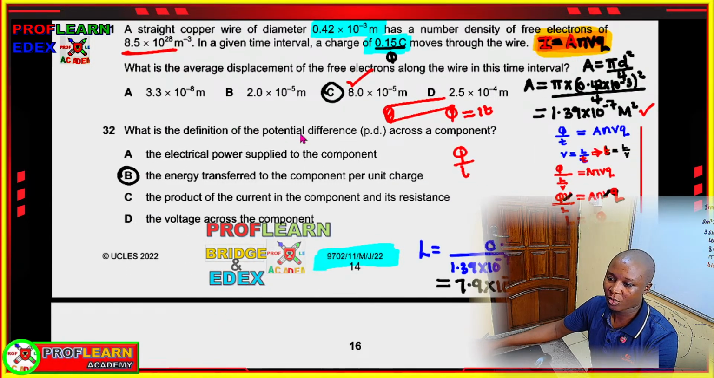Now, what is the definition of potential difference? This is not the first time we're meeting this question, and if you meet it in the exam, it's not the first time you'll be seeing it. So we have it as charge transferred to the component per unit charge.